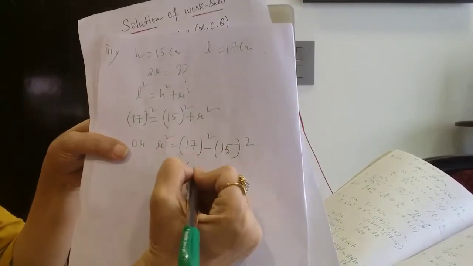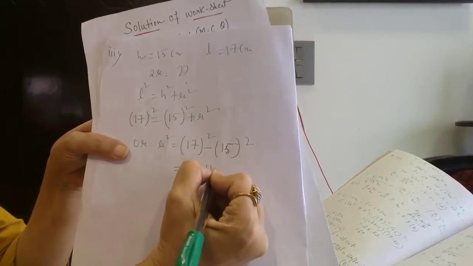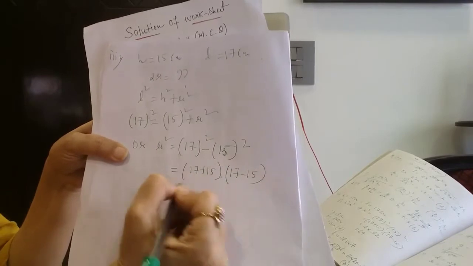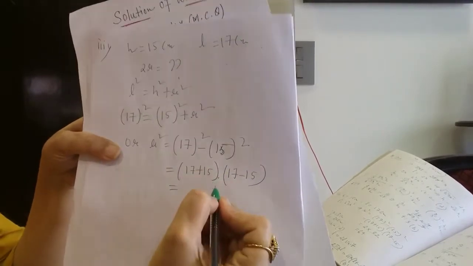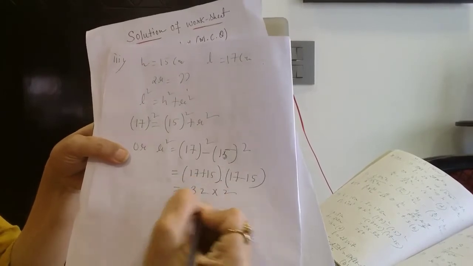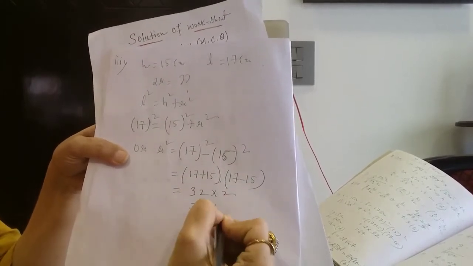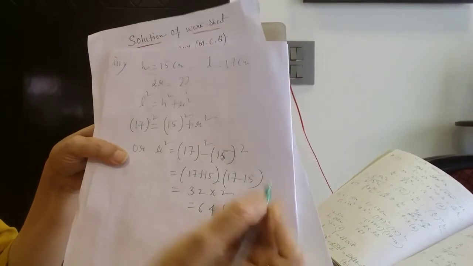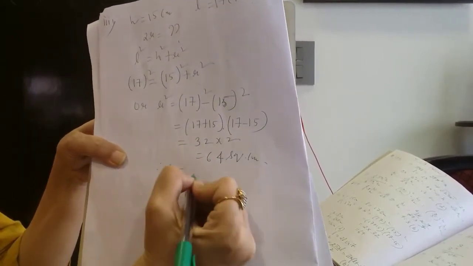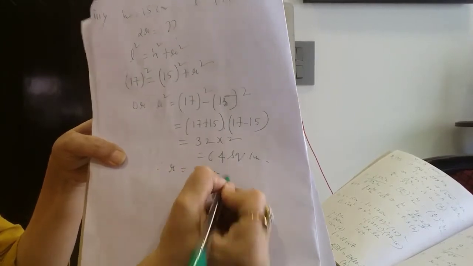Here I am applying the a square minus b square formula, which will make the calculation easier: a plus b into a minus b. 17 plus 15 means 32, and 17 minus 15 is 2, so that is 64 square centimeter. Therefore r will be the root of that, so r is coming 8 centimeter.